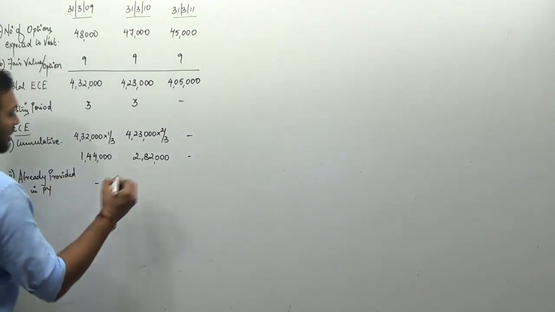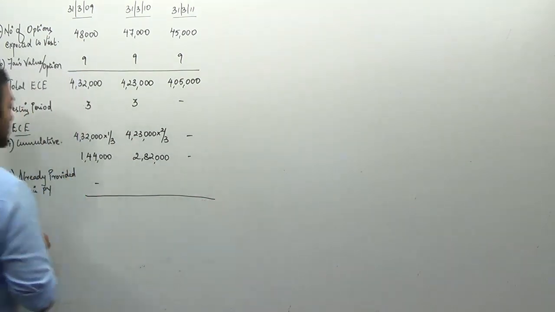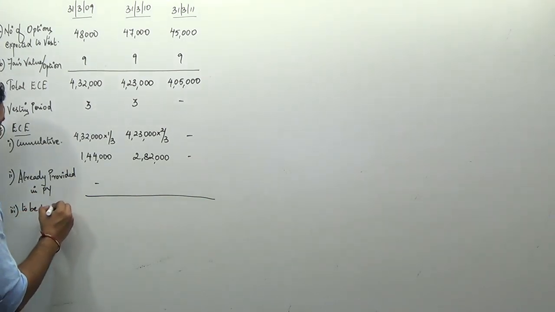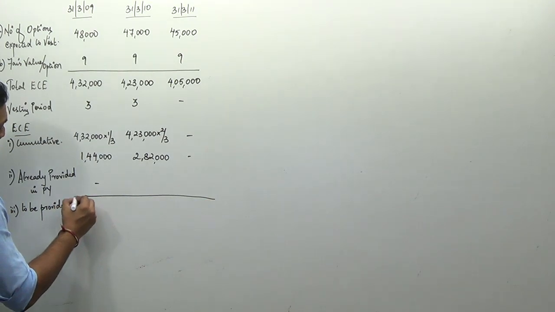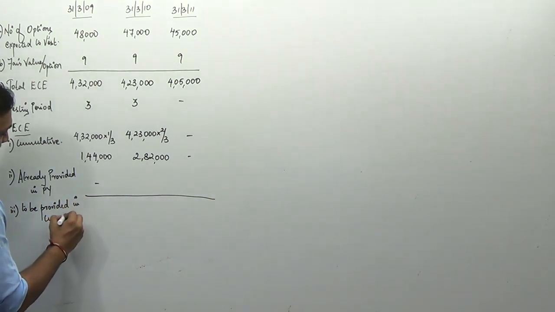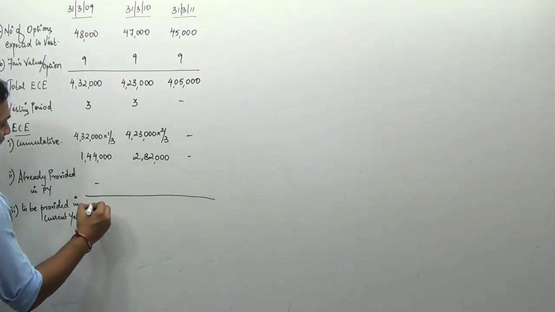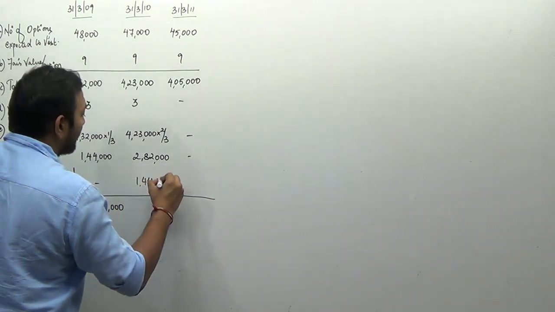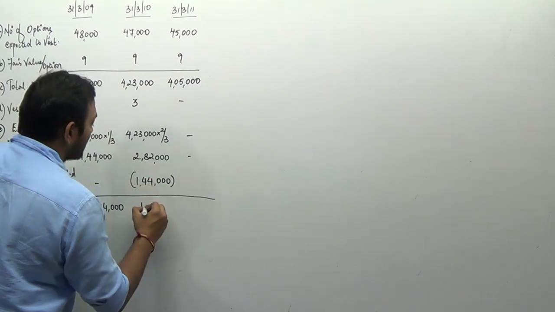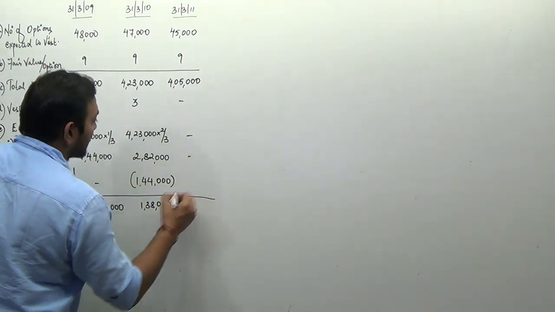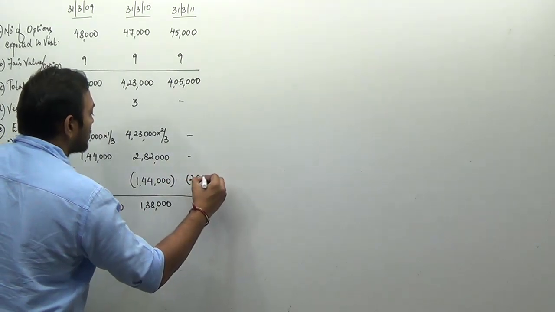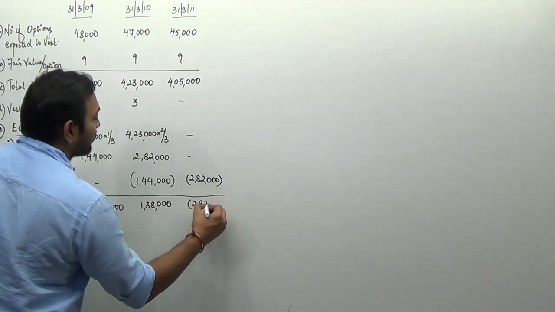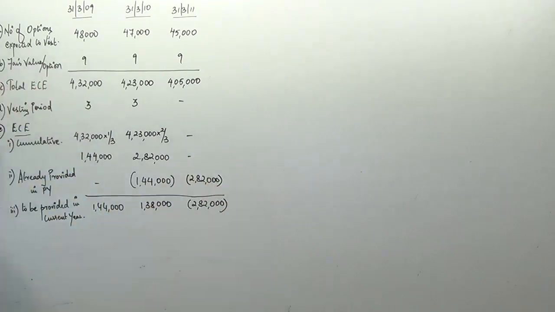Already provided in previous year. In the first year I did not provide anything earlier because it was the first year. First year 1,44,000 to be provided. 1,44,000 provided in the first year, so 1,38,000 to be provided in the second year. Last year already 2,82,000 provided. My required provision is 0. So this will be negative 2,82,000.